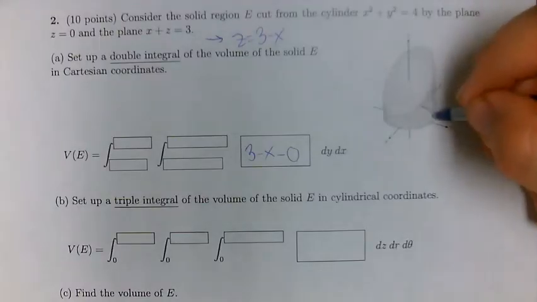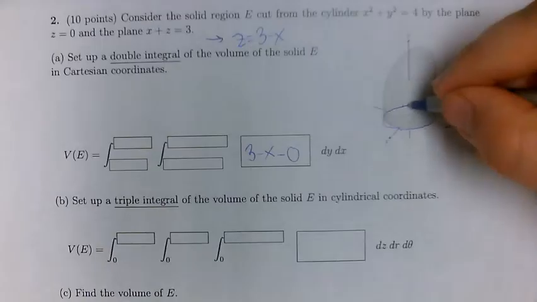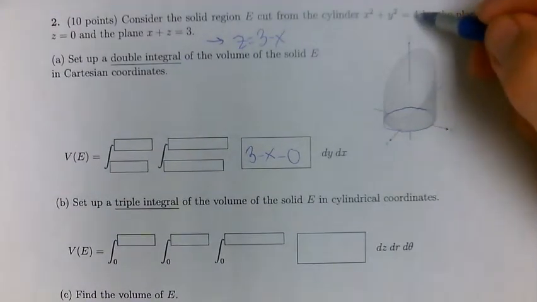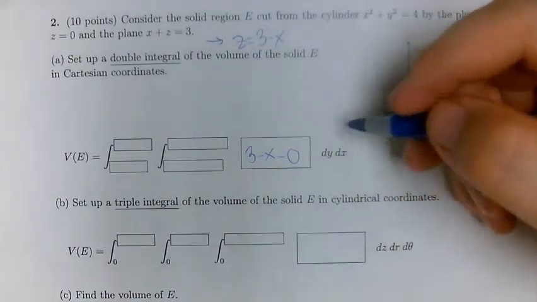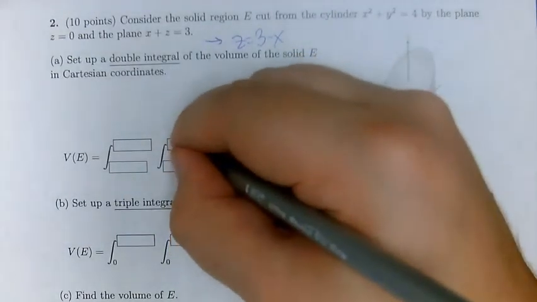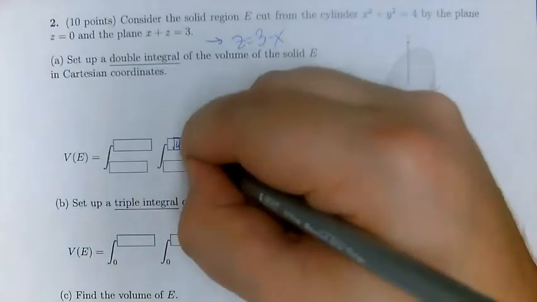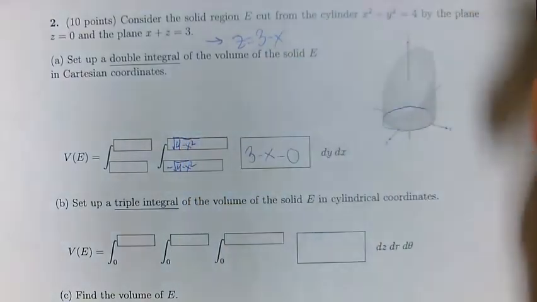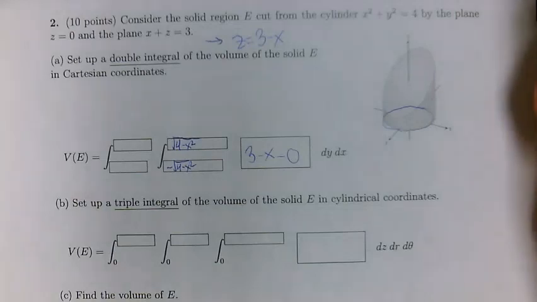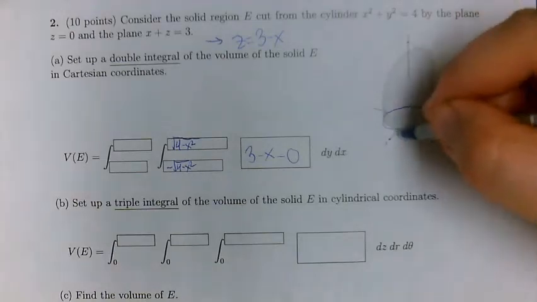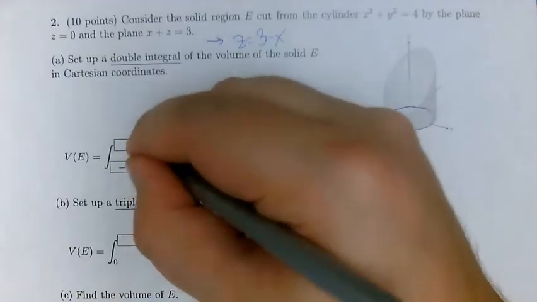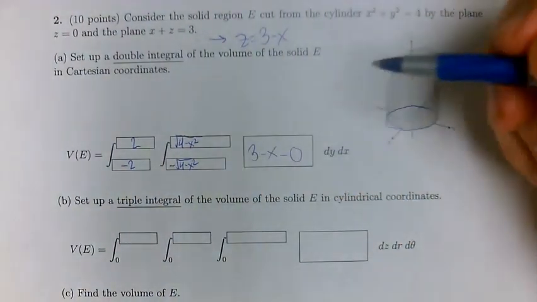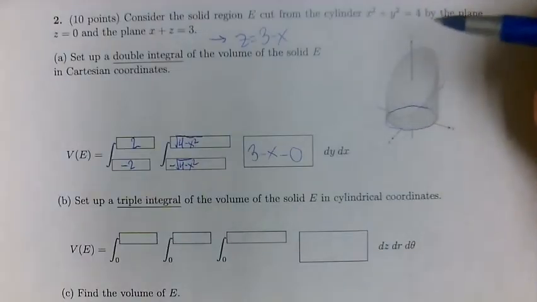Now, it looks like in the XY plane, this shape is making a circle, and it looks like it's going to be a circle of radius 2. So if we do the integral with respect to Y first, the upper half circle with Y is root 4 minus X squared, and the lower half circle with Y is negative root 4 minus X squared. And then finally, X itself in a circle of radius 2 will go between negative 2 and 2. So this would be the double integral in terms of Cartesian coordinates.